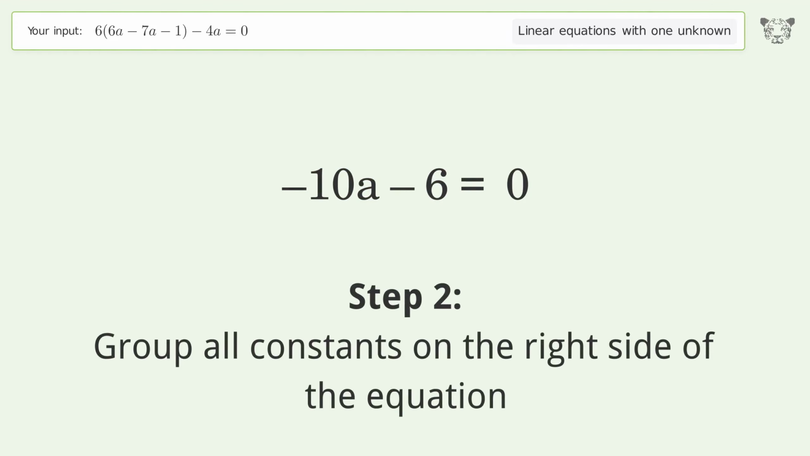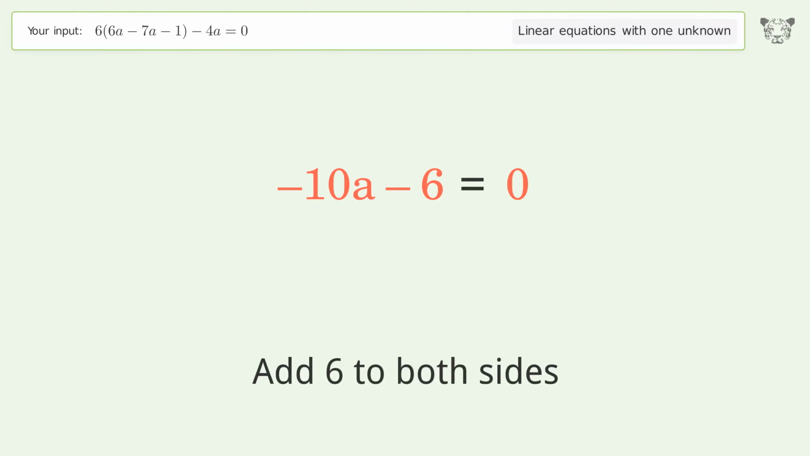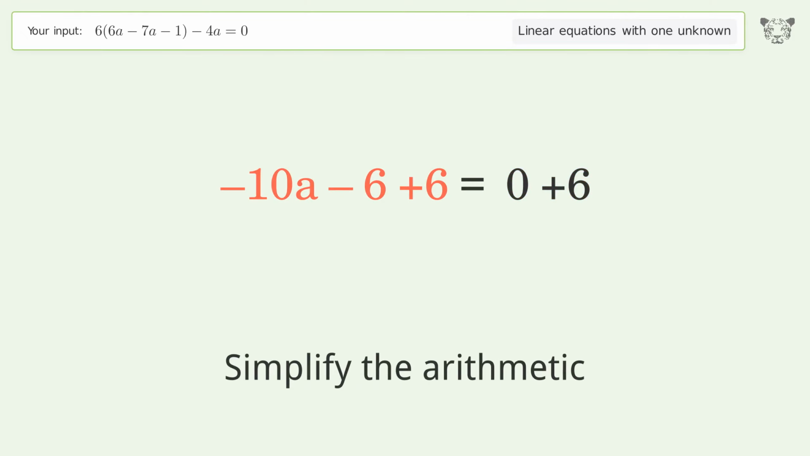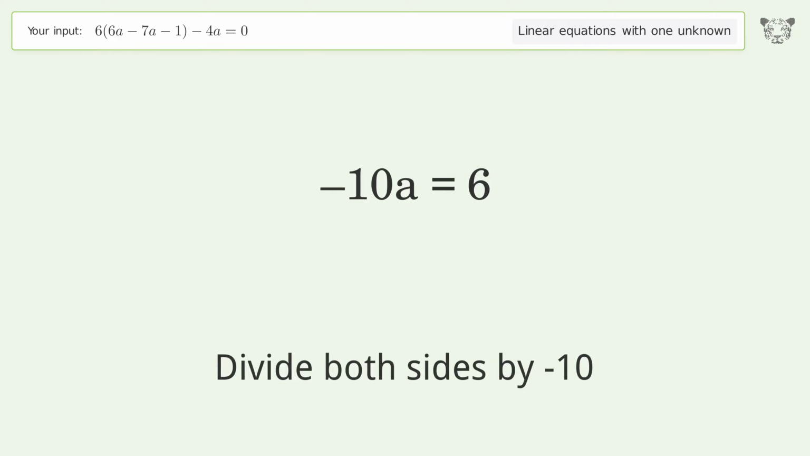Group all constants on the right side of the equation. Add 6 to both sides. Simplify the arithmetic. Isolate the a. Divide both sides by -10.